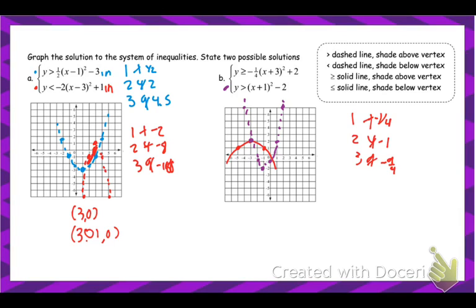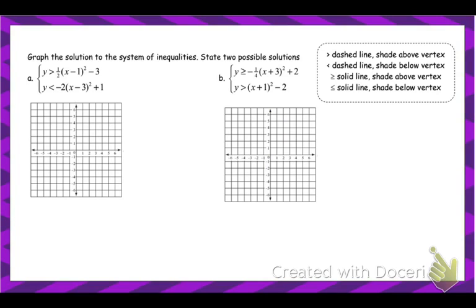Then we consider our shading. So for the red graph, I'm shading above the vertex, which in this case is outside. For the purple one, I'm shading above the vertex, which is inside. So I'm looking where the shading overlaps, that is inside the purple and outside the red, which would give me this solution right here.